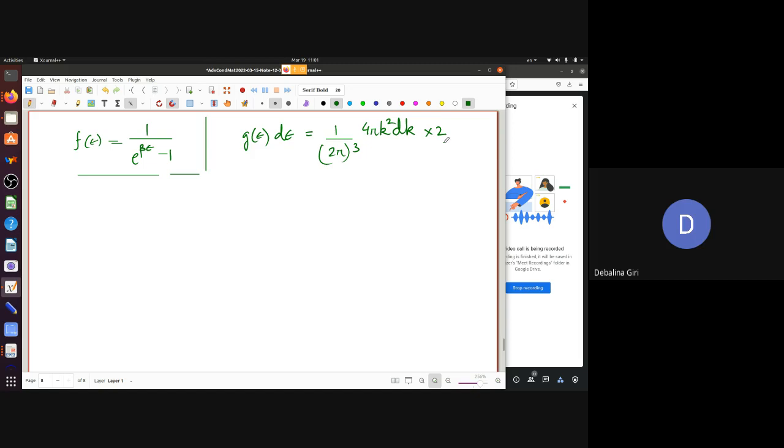So for electrons, this 2 is actually the spin factor. There are 2 different spins, so for the same k, you have 2 different spins. So that's why you have to multiply that by a factor of 2. For photons, for the same k, for the same wave number, you have 2 different what?